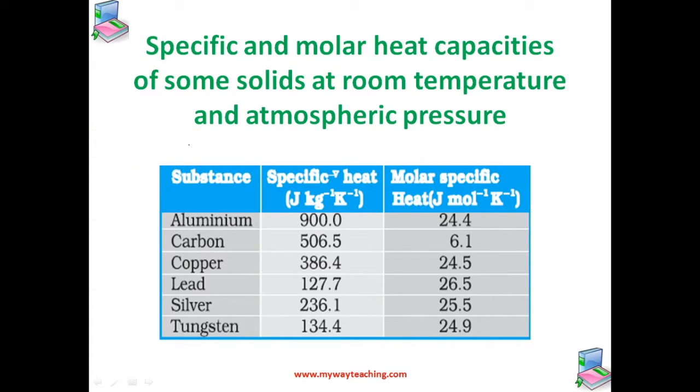A solid having N atoms, each vibrating about its mean position as an oscillator in one dimension, has average energy of 2 into 1 by 2 kB T, that is equal to kB T. In three dimensions, the average energy is 3 kB T. For a mole of a solid, the total energy is given by 3 kB T in three dimensions multiplied by the number of atoms, that is Na.